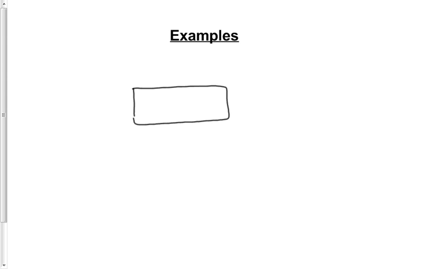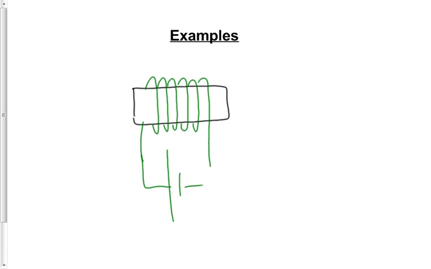So there's my iron core or steel core. Here's my coil wire here. Looks like this. Which end is positive? Which end is negative? This one is what? That's positive. This is negative.